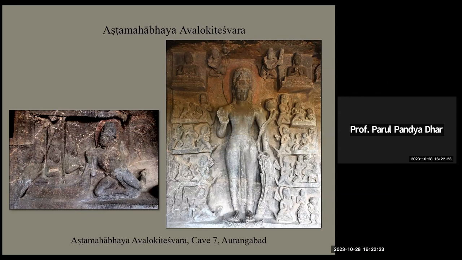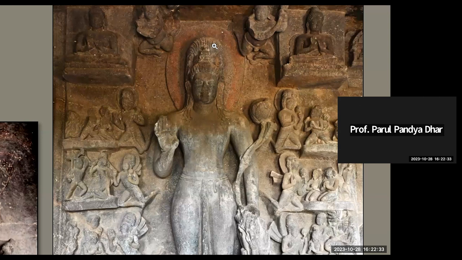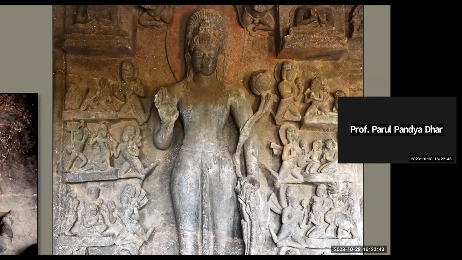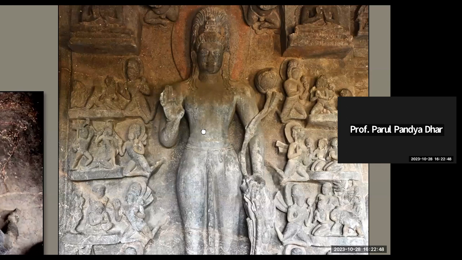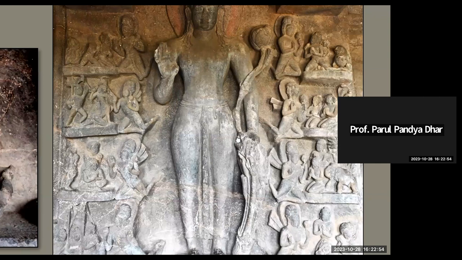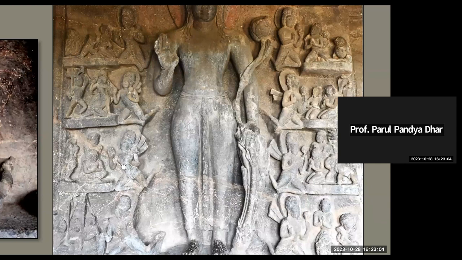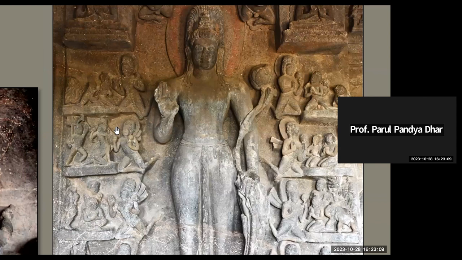So this iconography to the right is that of the Ashta Mahabhaya Lokeshvara. What you see is an image from Cave 7, Aurangabad, in the Western Deccan. The image of a standing Avalokiteshvara with a beautiful lotus on a long lotus stalk and the gesture of abhaya, or fearlessness, is accompanied with eight smaller images carrying narratives on either side. And you see in each image a small image of Avalokiteshvara rescuing people from the eight great fears, what is known as the Ashta Mahabhaya.